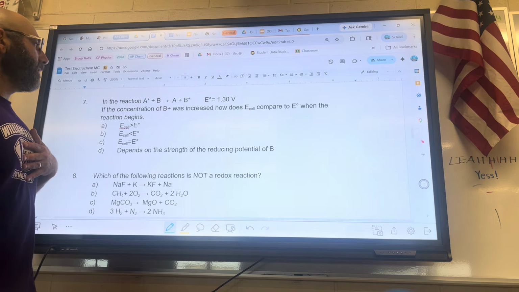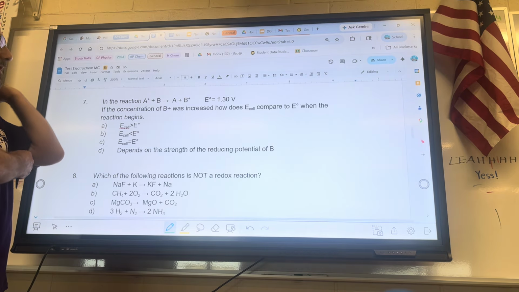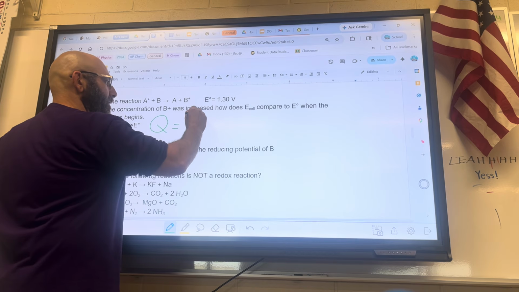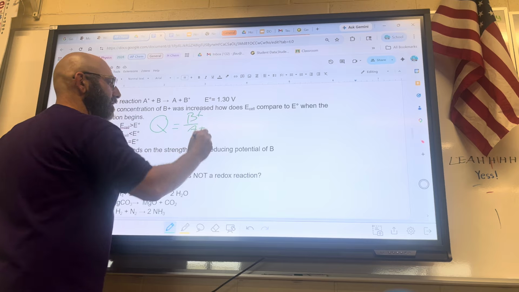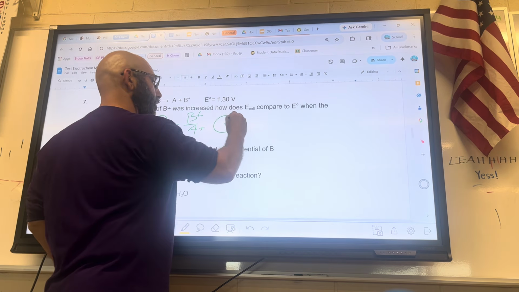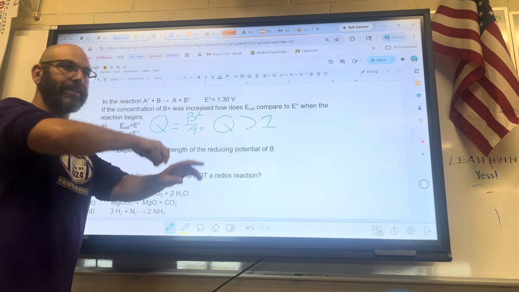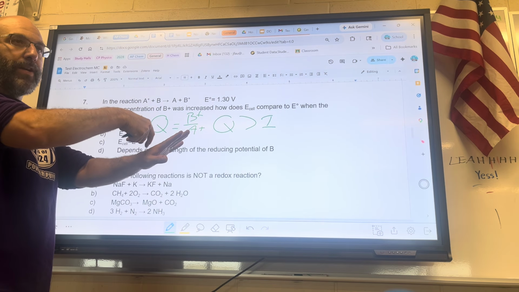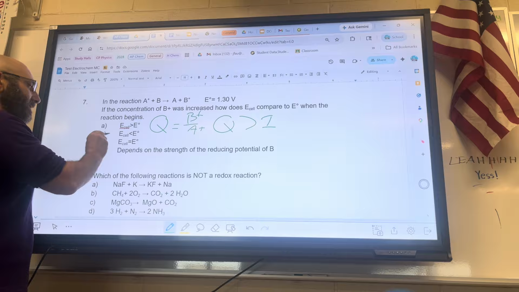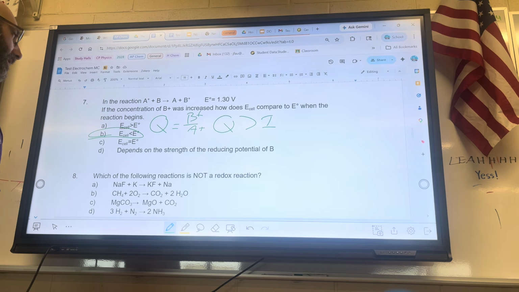All right, so in this reaction, the concentration of B was increased. So Q is products over reactants. So if we increase B, Q is going to be greater than 1. That's like the rubber band. It's already not as pulled tight. So E cell is going to be less than its standard potential. So B.